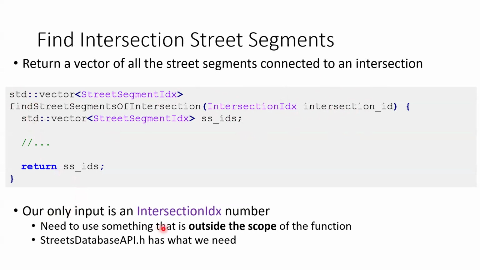Our only input is the intersection index number. So we need to use something that is outside the scope of the function to get the actual information you need. And that's StreetsDatabaseAPI.h. Let's read through the header file.